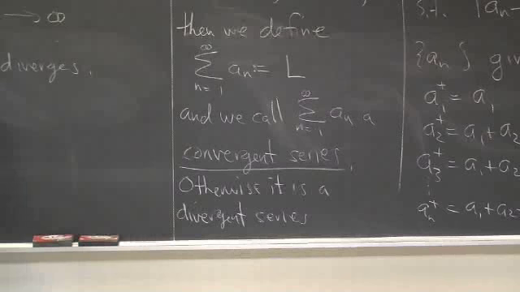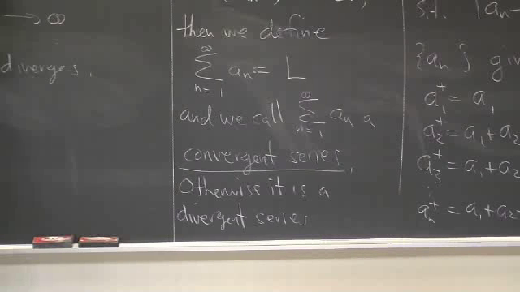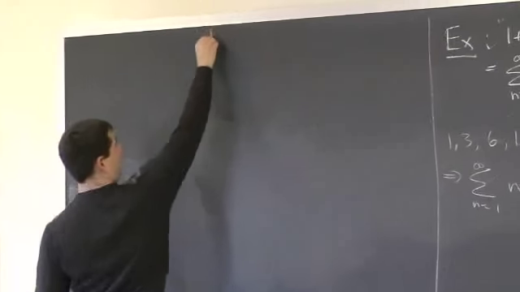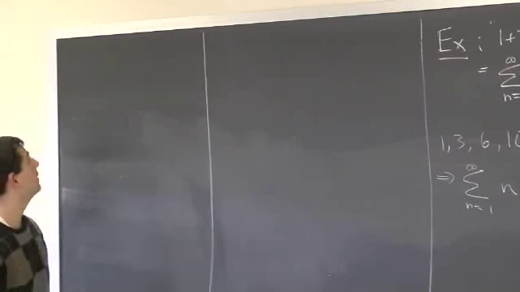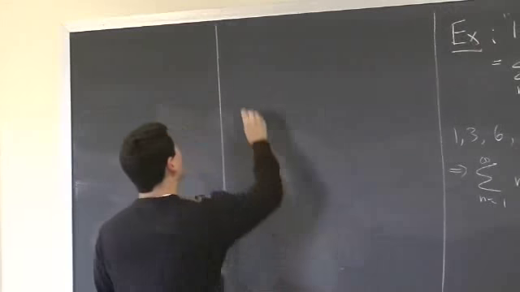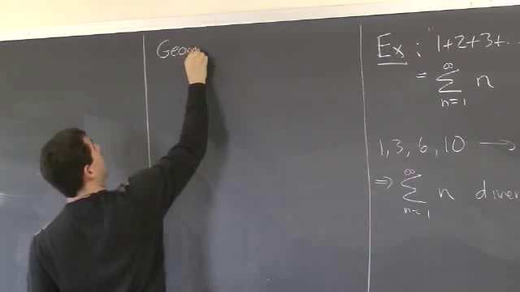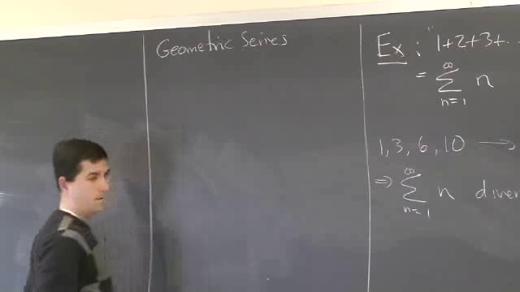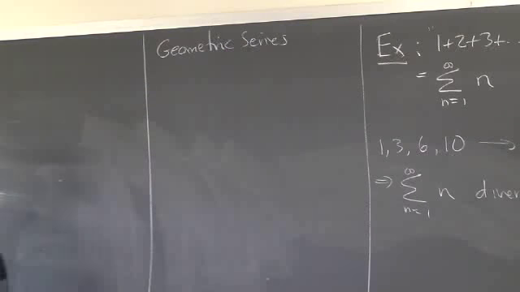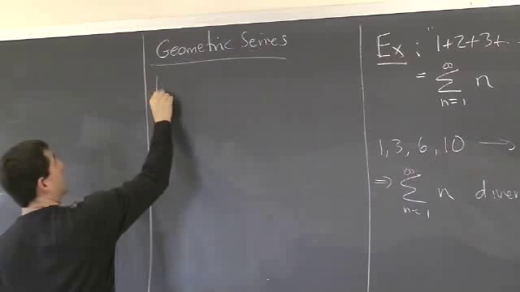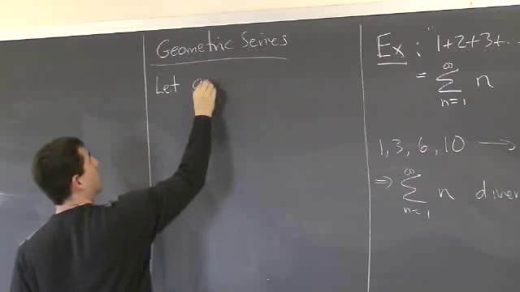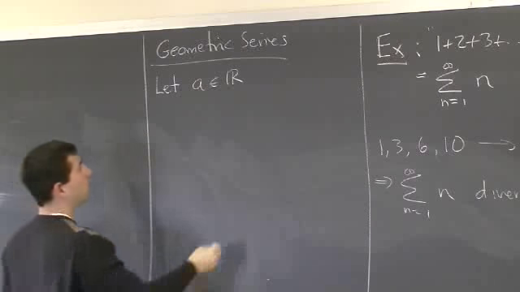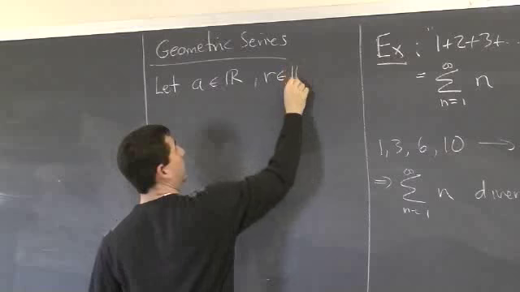Okay, so this one is bad. Let's see one that's good, one that's going to converge. This is one that you've seen before in your lives, I'm sure. And this is called a geometric series. So for a geometric series, we're going to start by letting A be a real number and little r a real number.